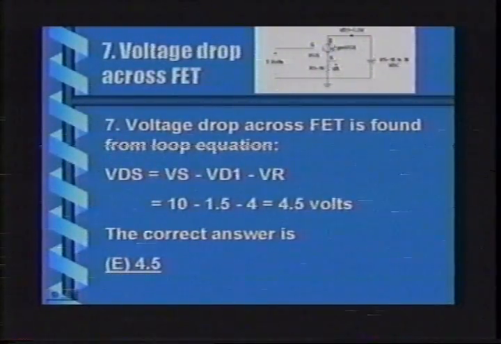You've got the voltage across the FET, the voltage across the resistor, the voltage across the photodiode, and the source voltage. So the voltage from drain to source, the voltage across the transistor, is simply the supply minus the diode minus the resistor. When the supply is 10, this leaves 4.5 volts across the transistor. So the correct answer is E, 4.5.